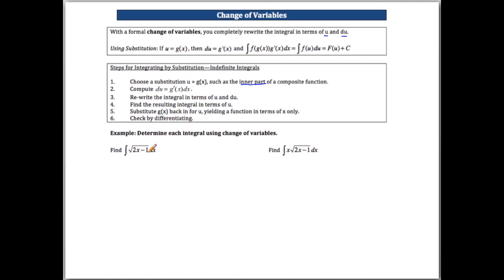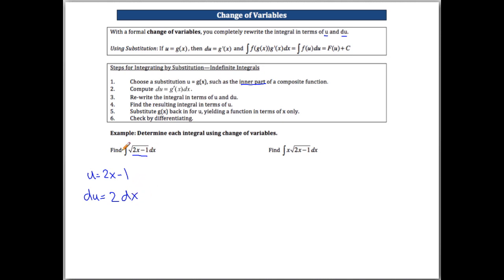So let's give this a try here. We have the integral of the square root of 2x minus 1 dx. Hopefully you see this as a composite function. And what we're going to do is let the inside represent u. So here u is going to be 2x minus 1, and du will be its derivative, which would just be 2 dx.